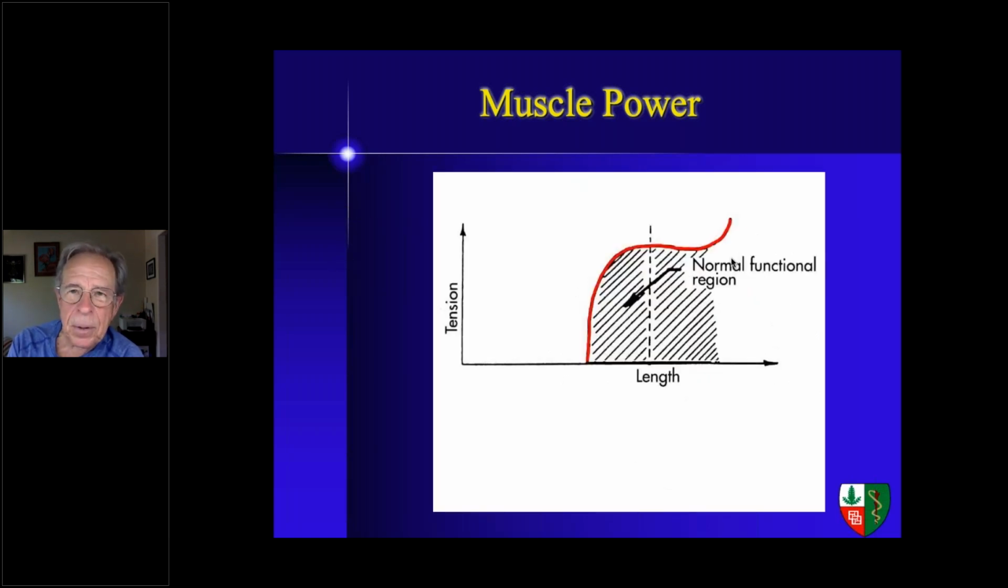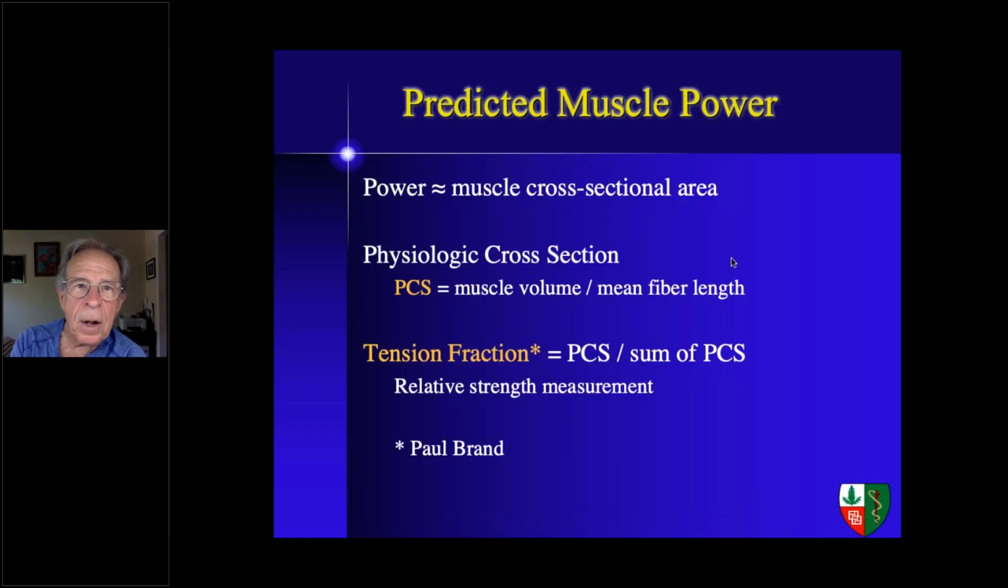Fortunately, for most muscles, the relatively normal functional region is fairly broad. And that's really good for the surgeons, because I think we have a hard time in recreating the exact normal resting length of a muscle when we do a muscle tendon transfer. But because the muscle has this capability, we don't have to be 100% accurate to get a very functional result.